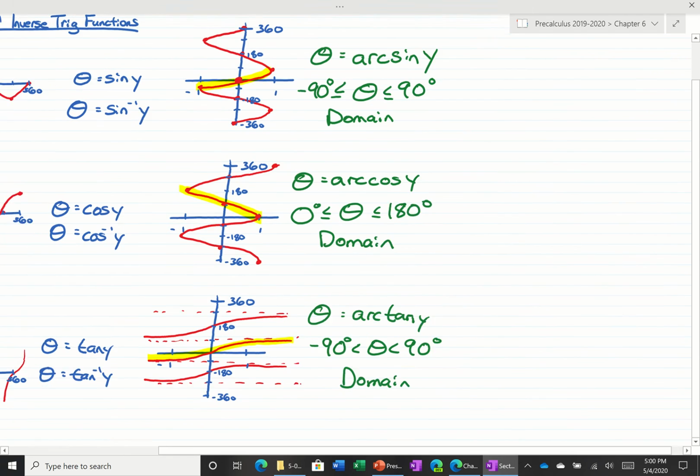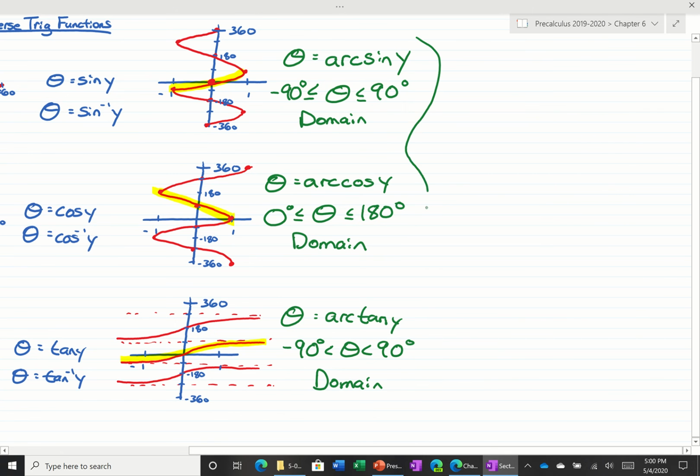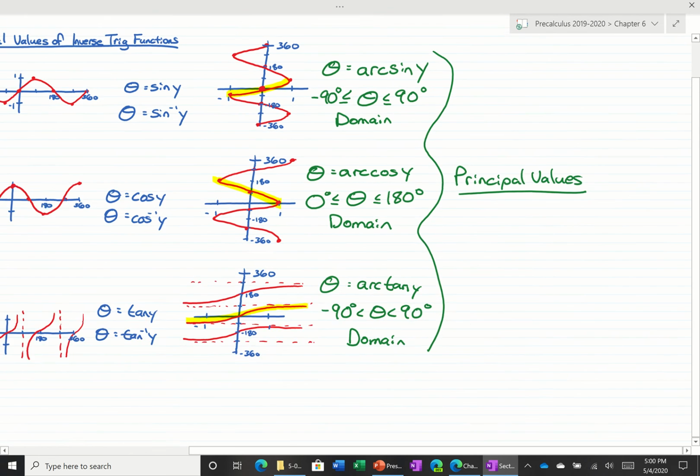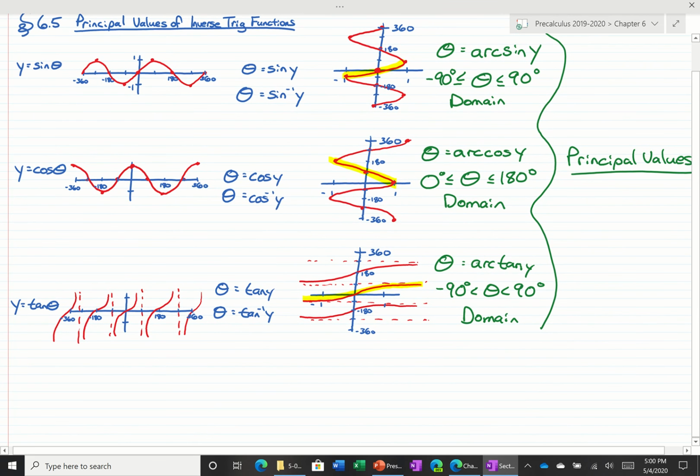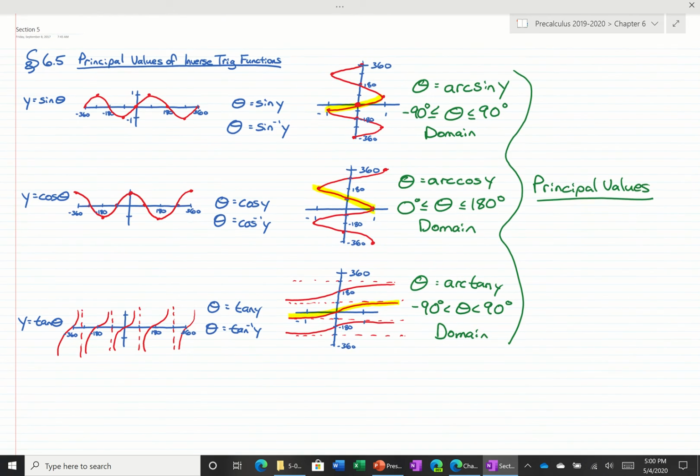Bottom line is these are called principal values, or these give us the principal values of trig functions, which is what our calculator gives us. That's how they're programmed. So let's take a look at some examples, and I'm sure you'll understand.